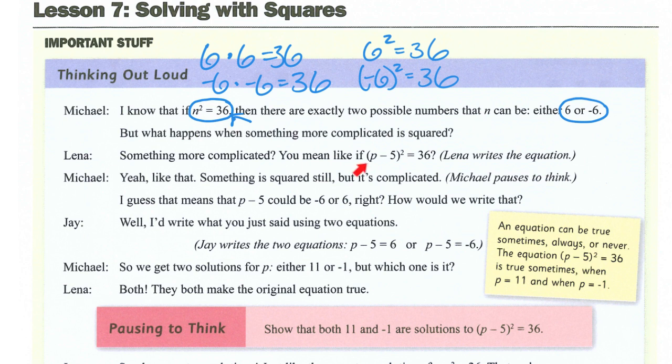So that means when we get to what Lena's talking about here, an equation like this that's a little more complicated, we know that this part in the middle could be, in this case, 6, or this could be equal to negative 6. And that's because of all this stuff up here that we know about things being squared. So an equation like this is actually going to have two solutions, and that's what we're looking at today.